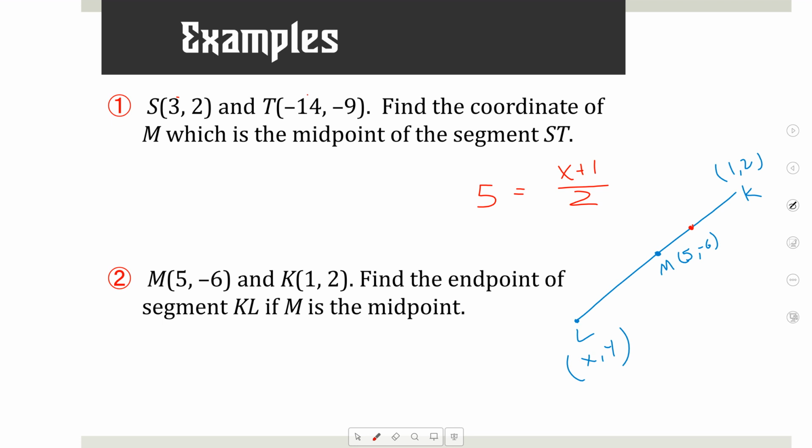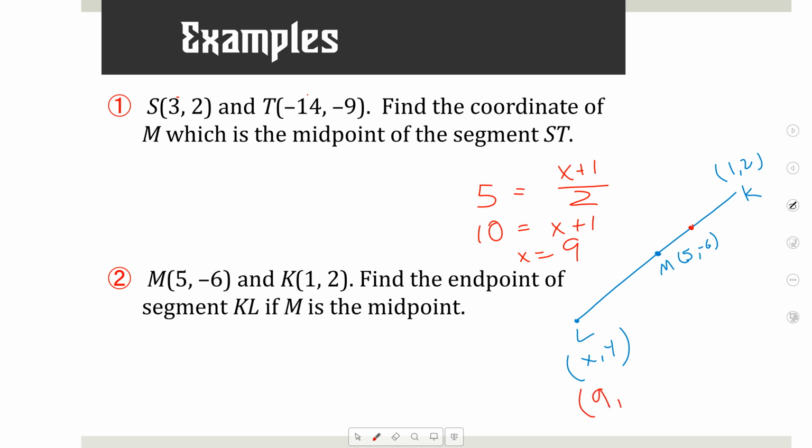Is that a solvable equation in red? Yeah, one variable, one equation. Solve it. Did you get 9? Hot diggity.